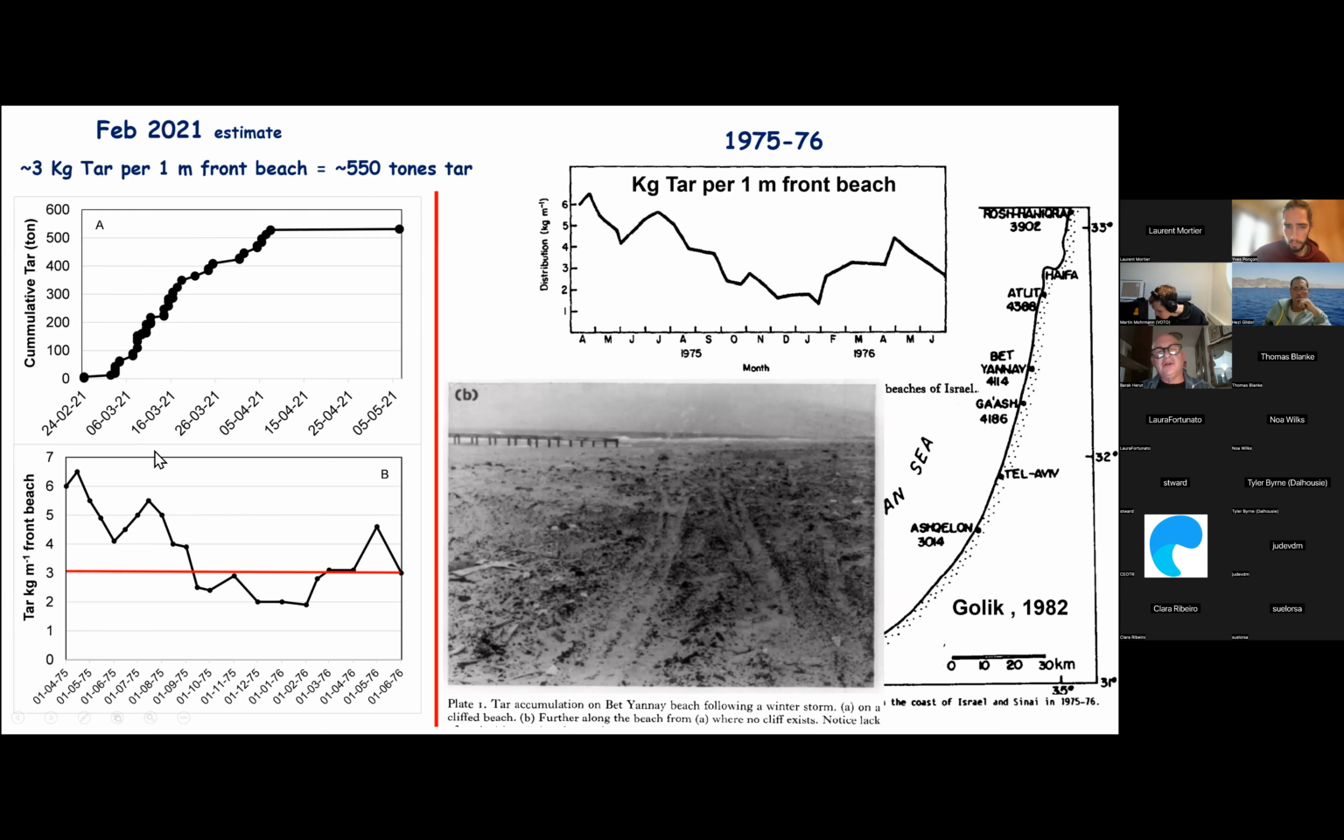front beach. And we compare this amount to the amount that we had 50 years ago during the 70s, where all the area was much more polluted by oil, and at that time there was no enforcement of the international conventions of oil pollution. And you can see that this event represents similar values of what was the status in the 70s.